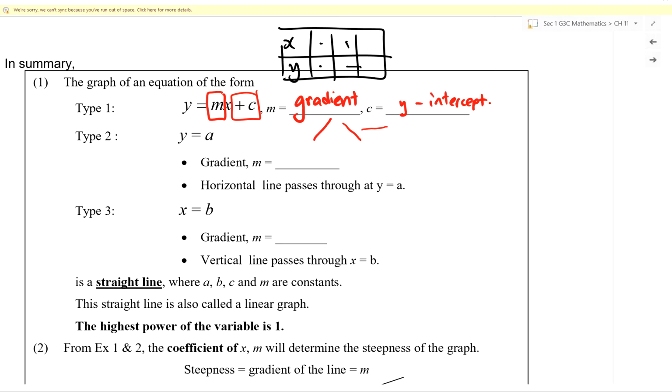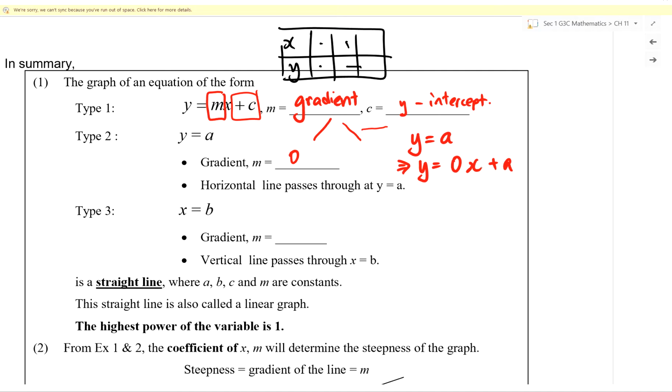The next type of equation looks like this: y equals a. So this is going to be a horizontal line. The gradient is 0. And I've shown you why it is equal to 0, because y equals a can be written as y equals 0x plus a. They are the same thing. So in this case, it is of the form in type 1, where our m value is 0. So gradient is 0, and we have the intercept at a. So the line passes through y equals a.